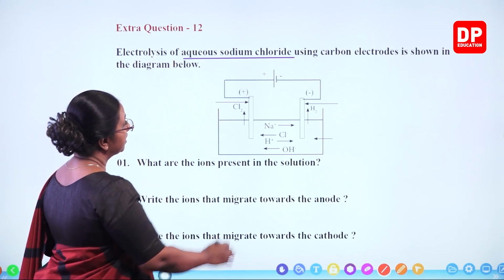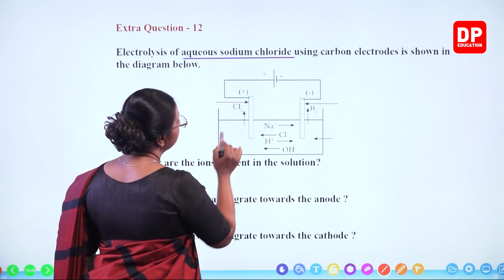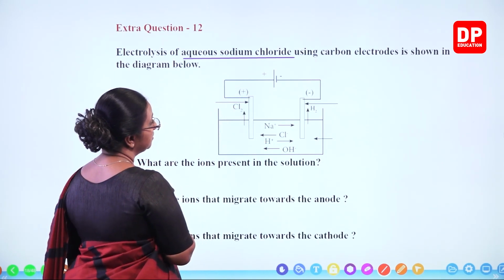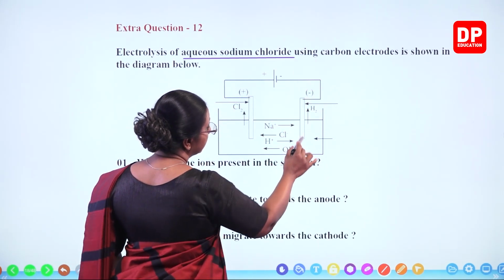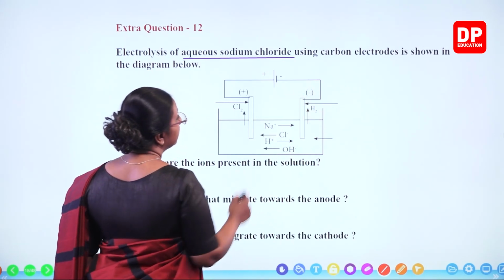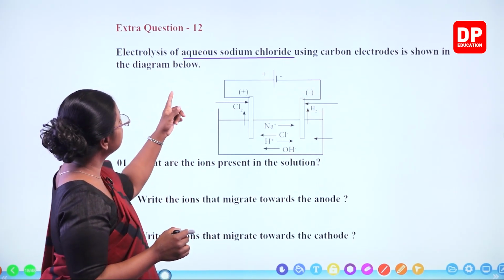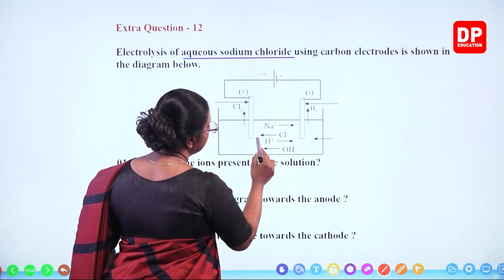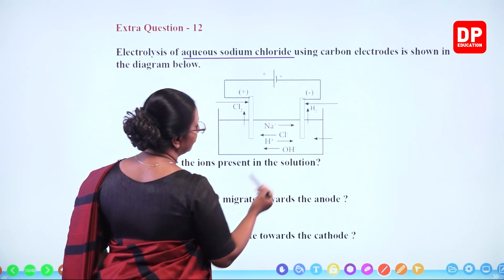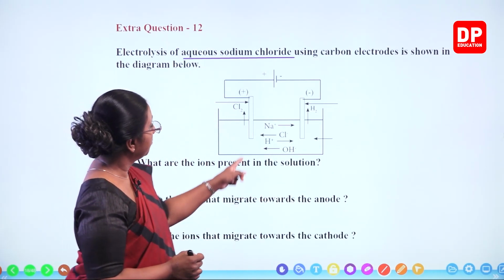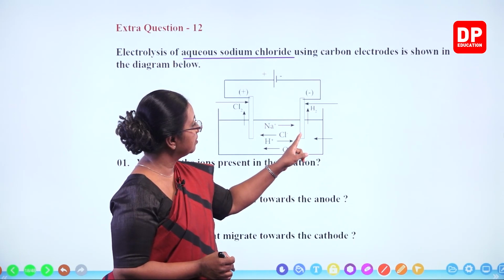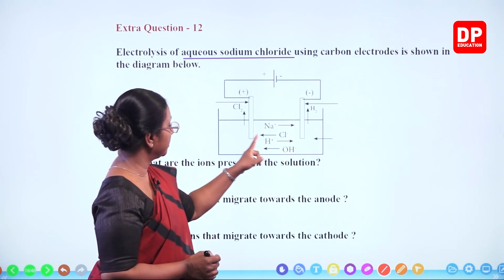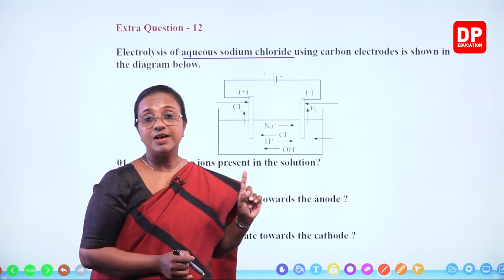Here also you can see the positive and the negative terminals. The electrode connected to the positive terminal becomes the positive electrode. The electrode connected to the negative terminal becomes the negative electrode. Since it is aqueous sodium chloride, you can see Na+, Cl-, H+ and OH- are all there. Both Na+ and H+ migrate towards the negative electrode. Cl- and OH- move towards the positive electrode.